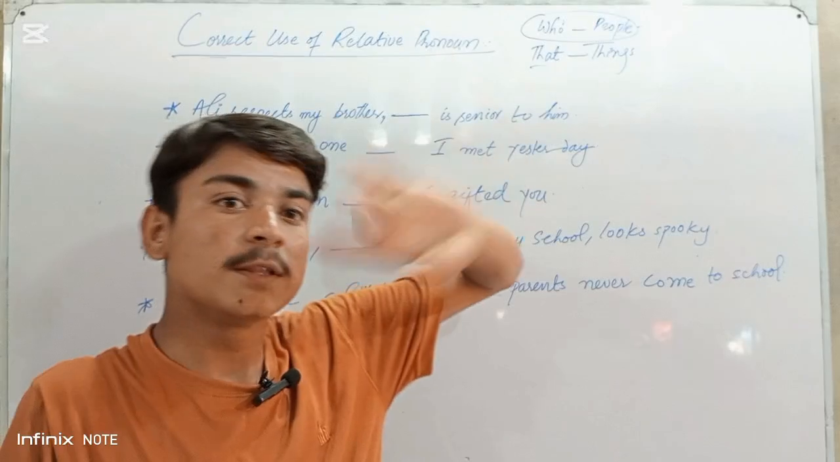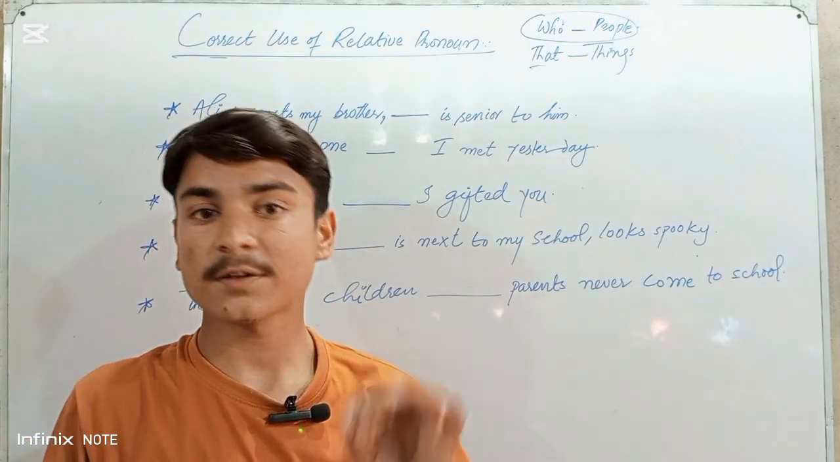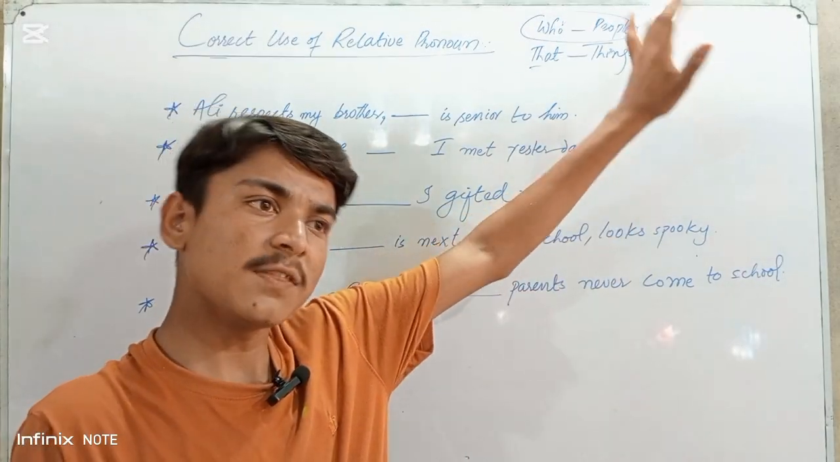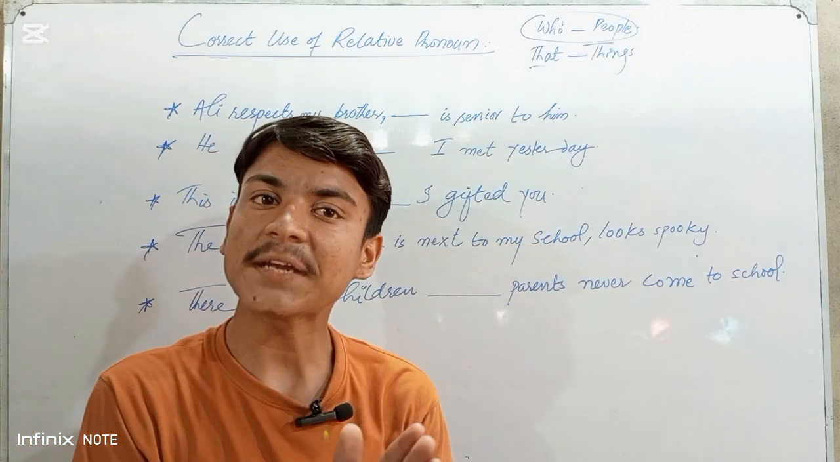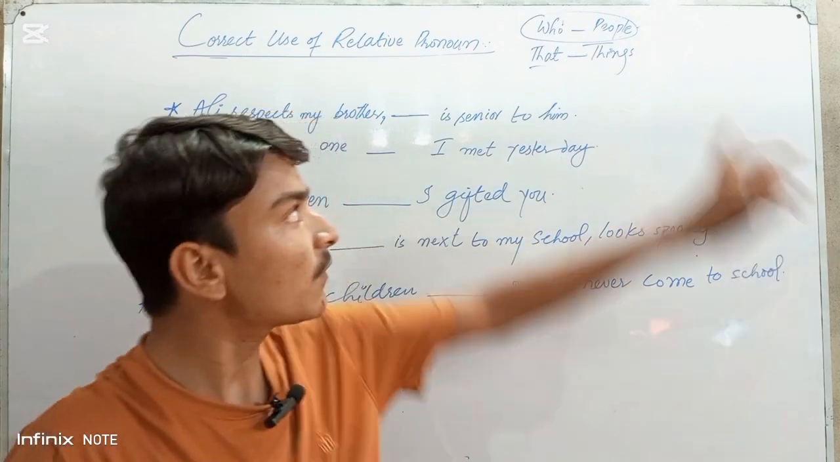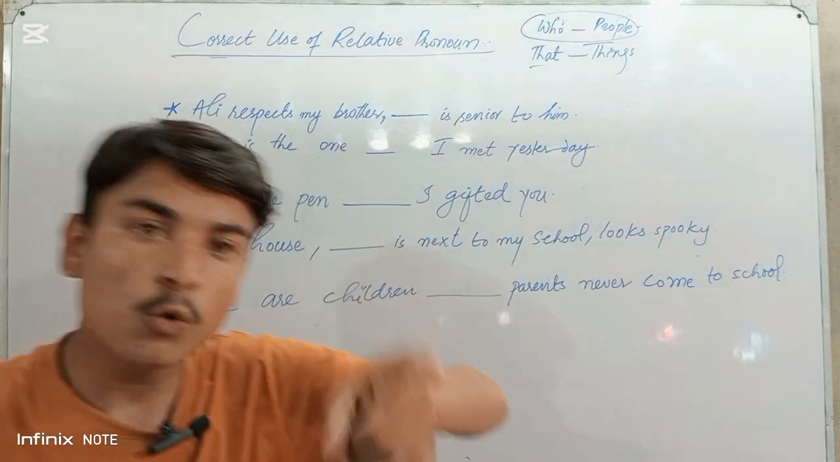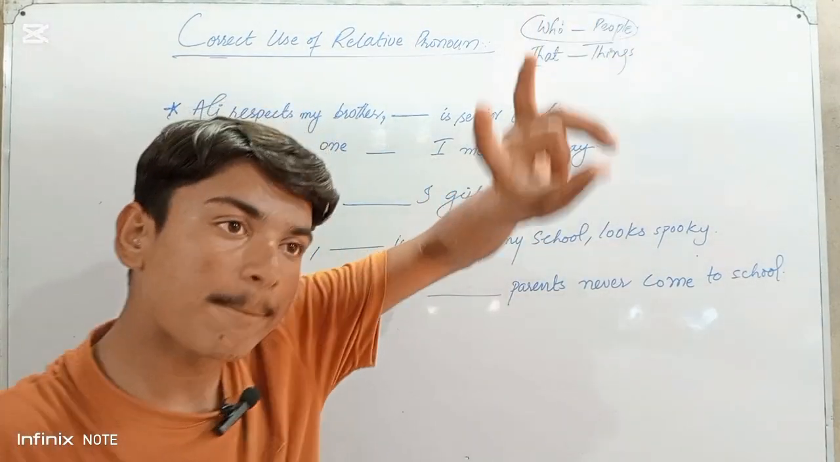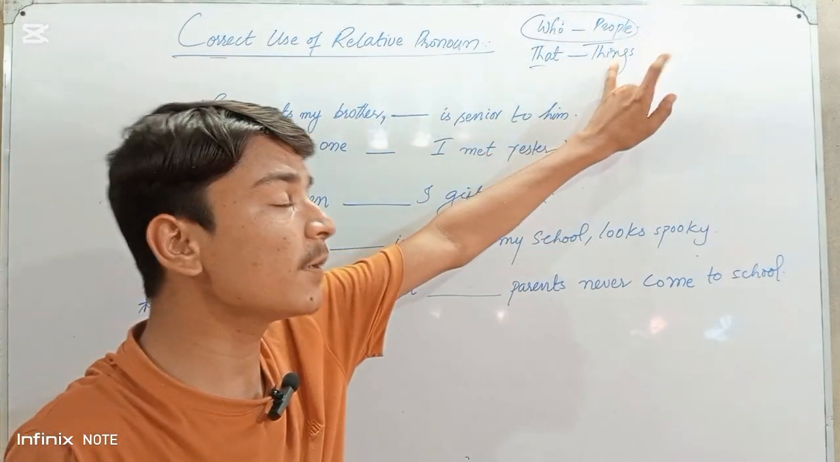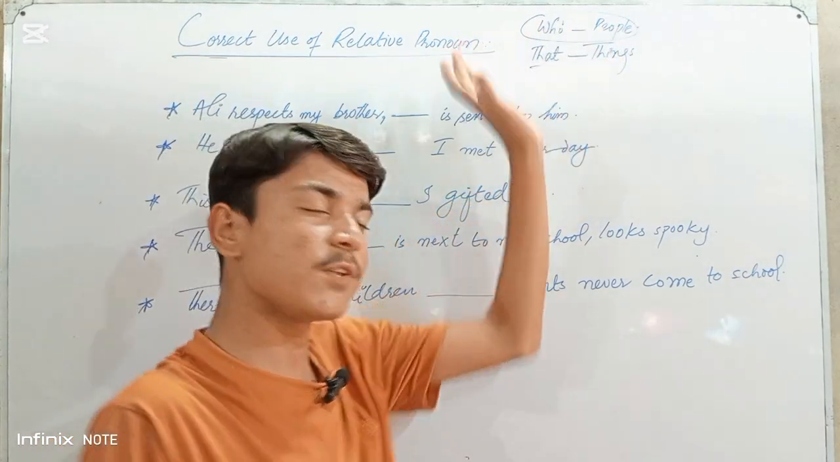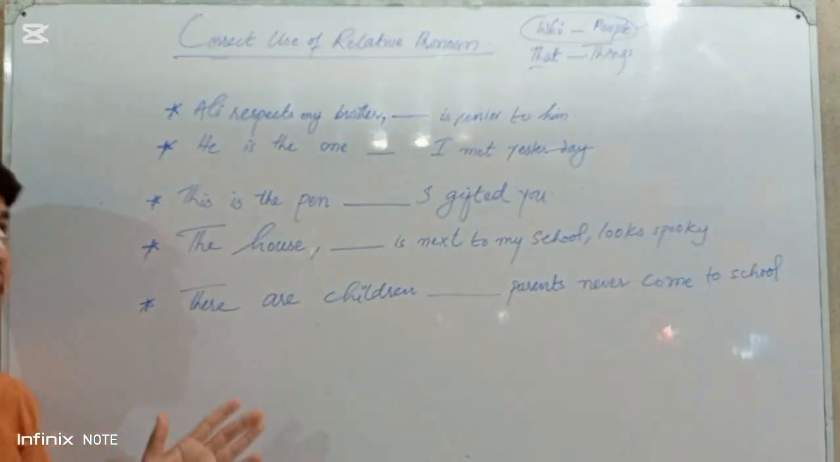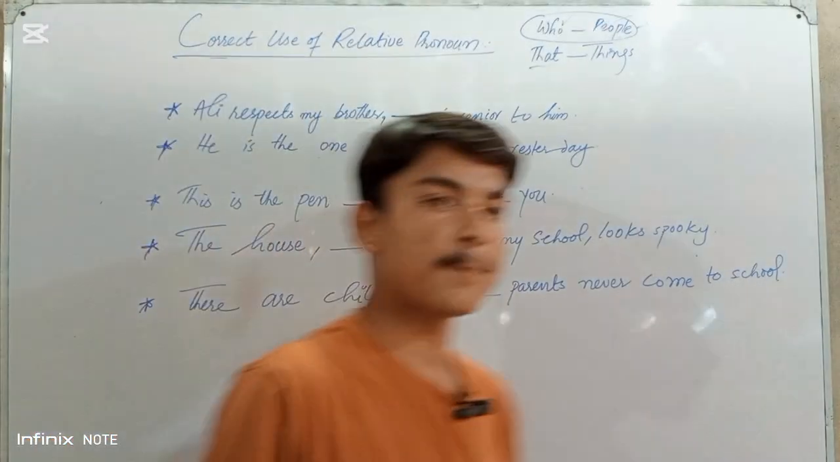When we use that, it refers to things. In the sentence, when things are indicated or represented, then we use the relative pronoun that. And when we refer to a person or people, then we use who. And when the things are represented, then we use that in the sentence as the relative pronoun.